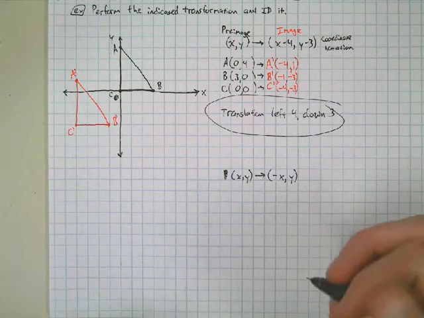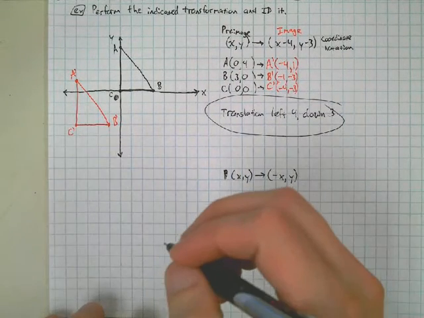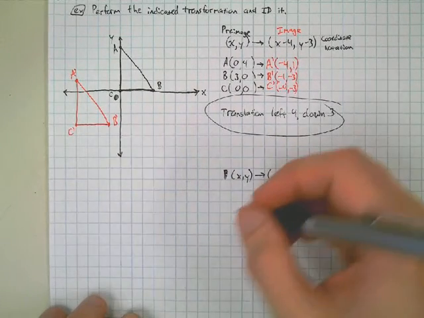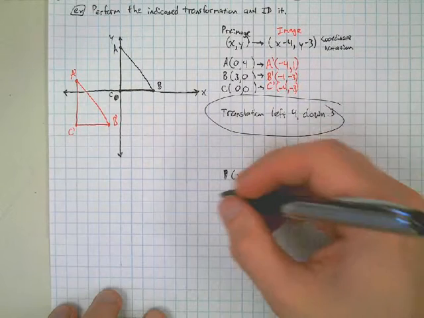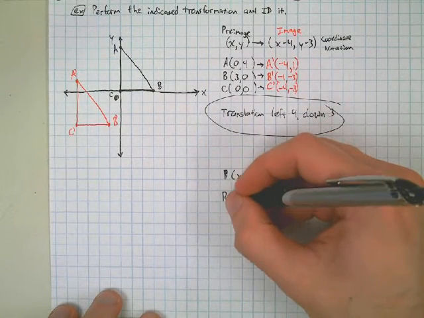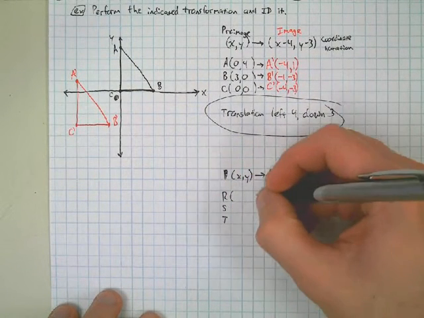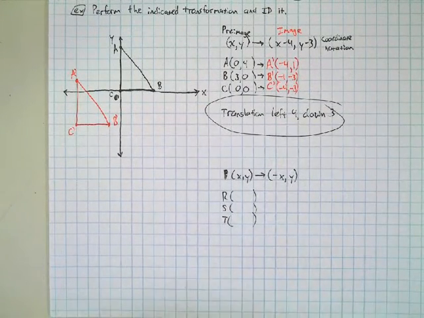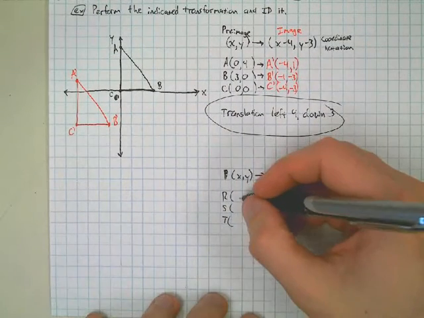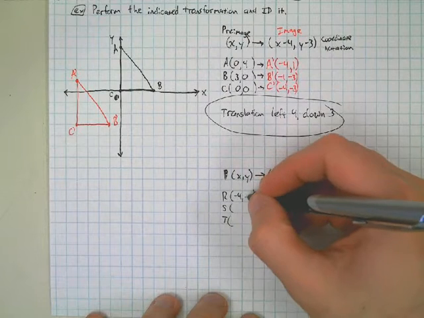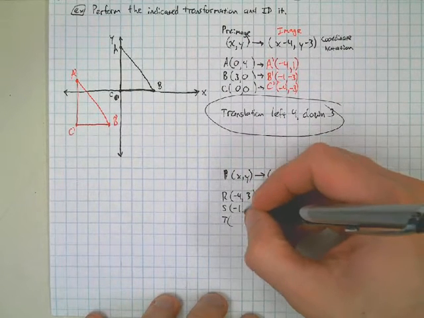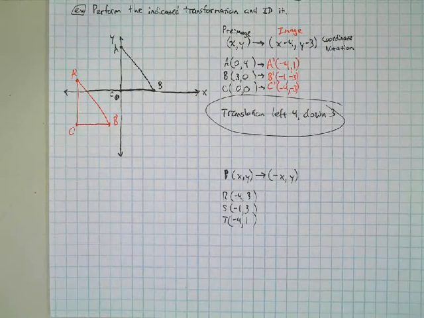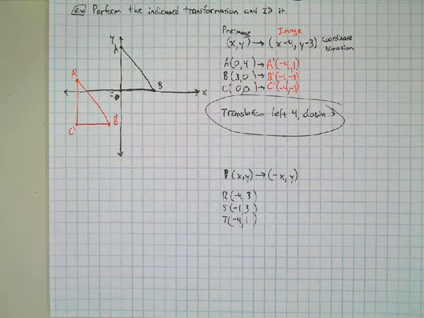I'm going to do it in a bit of a different way. All right, we'll just put our points down. So we'll do R, S, and T here. Okay. So R will have coordinates -4, 3. S will have coordinates -1, 3, and T will have coordinates -4, 1. Okay.